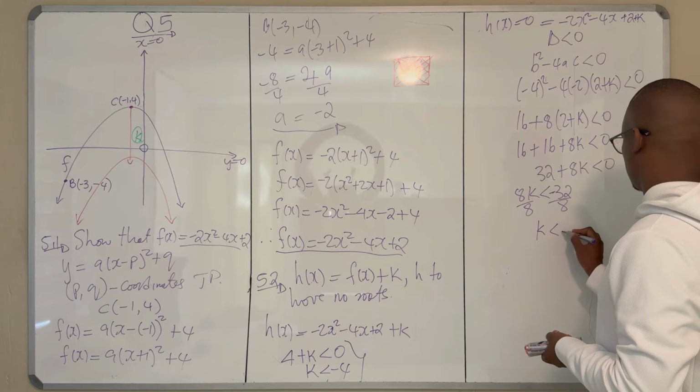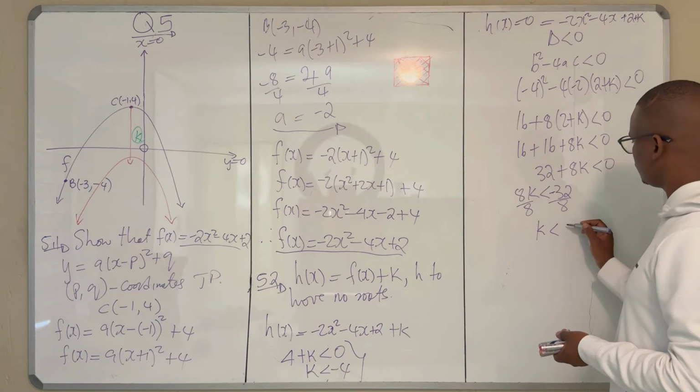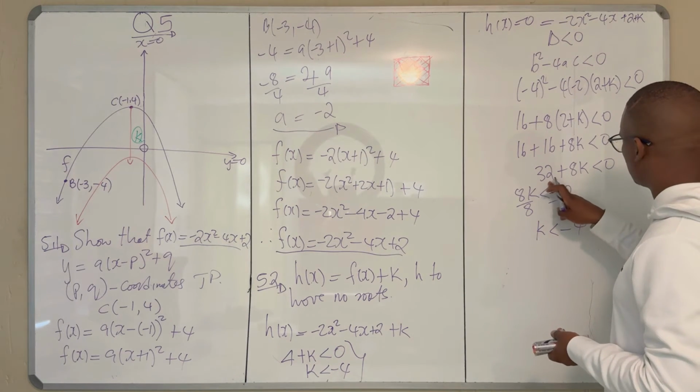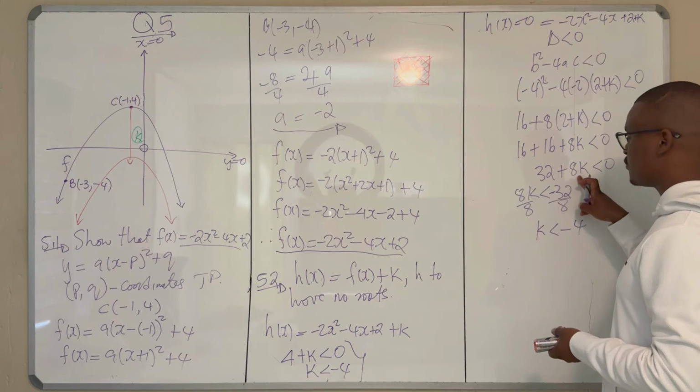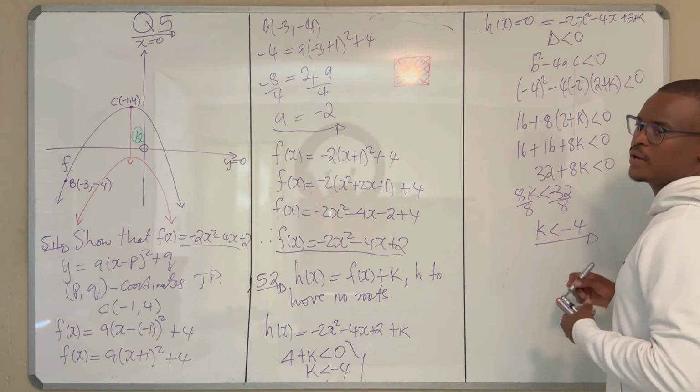Less than? What is the answer? Minus 32. It's minus 32, divided by 8. It's minus 4. Because look, take the 32 to this side, it becomes negative. You're left with 8k, divided by 8. So you could have done it that way or this way.